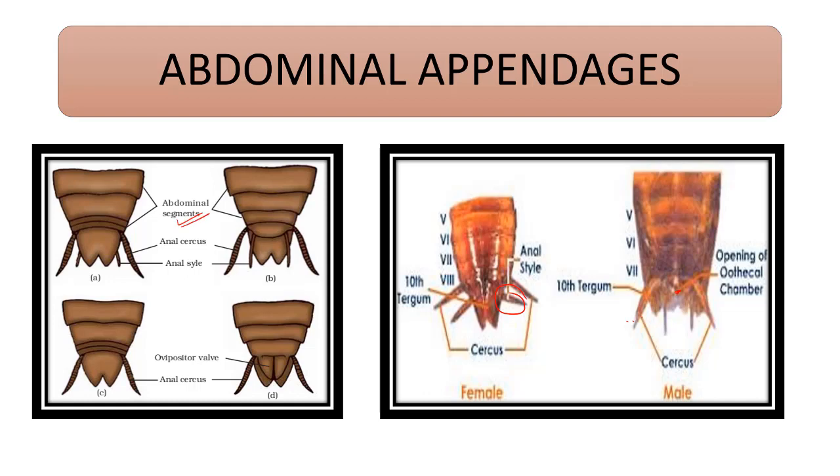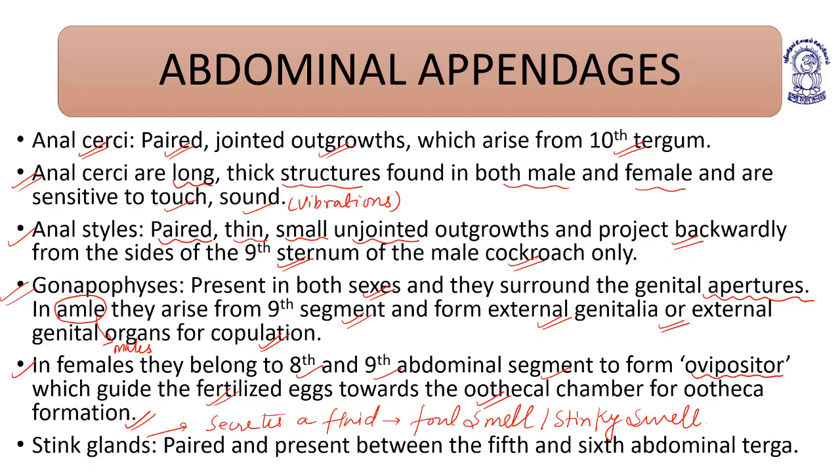So these are abdominal segments. Anal cerci, thick. Anal style, short. Okay, short or thin. Ovipositor in case of female. Understood?